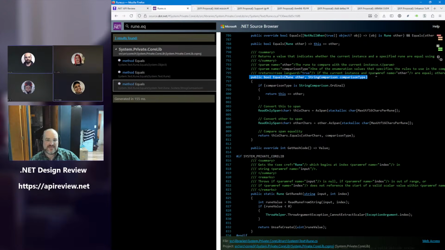I have it highlighted, yeah, matching. I don't see any static equals on Rune. Originally, yeah, it was proposed as static, but in design review, we said that it should be instance. Yeah, I was looking at the proposal, not this. Okay. Makes sense.